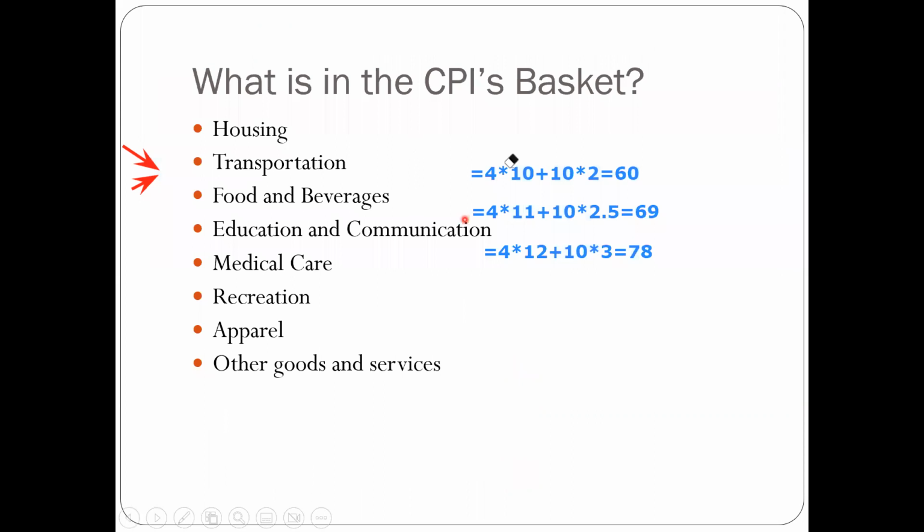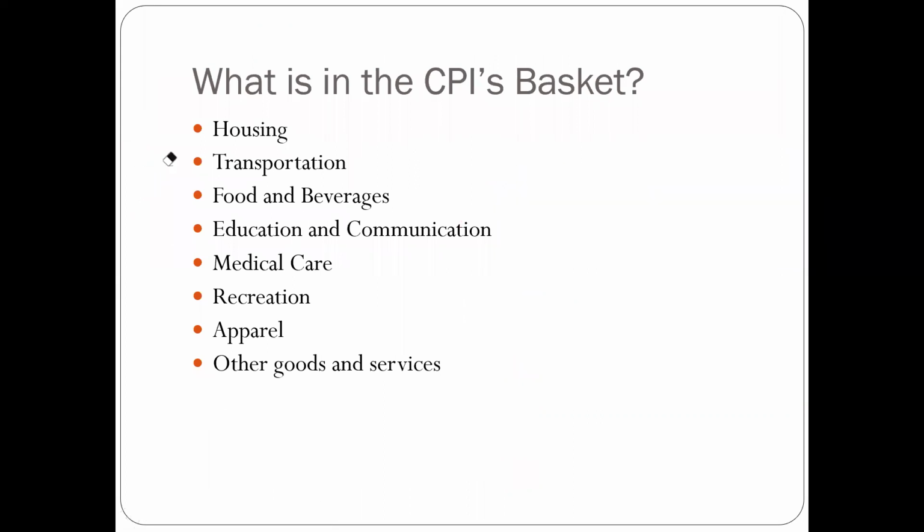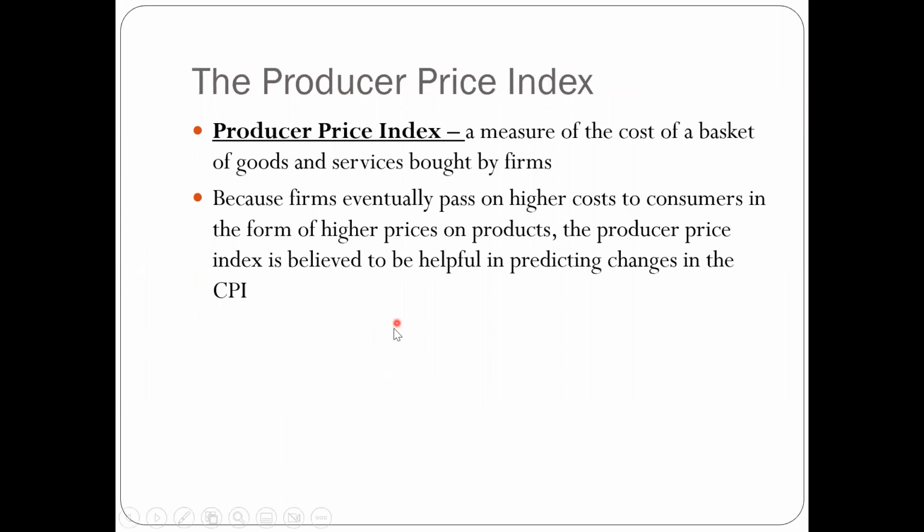So we have main components in the consumer price index basket. One of the main components is housing, transportation, food and beverages, education and communication, medical care, recreation, apparel, and other goods and services. These are components of the consumer price index.